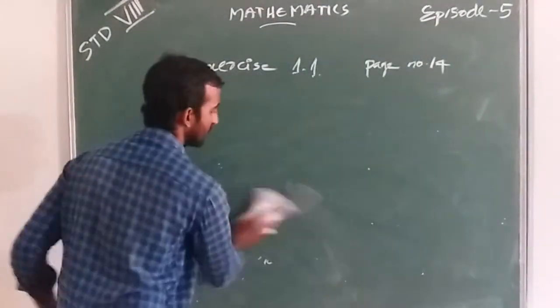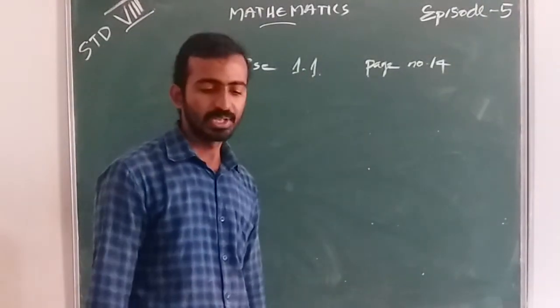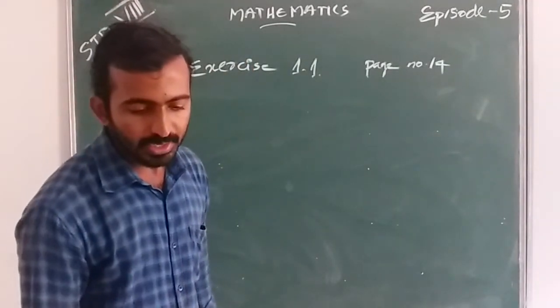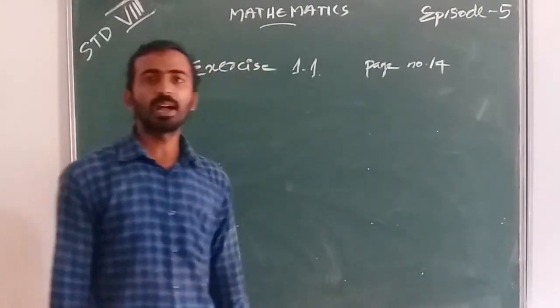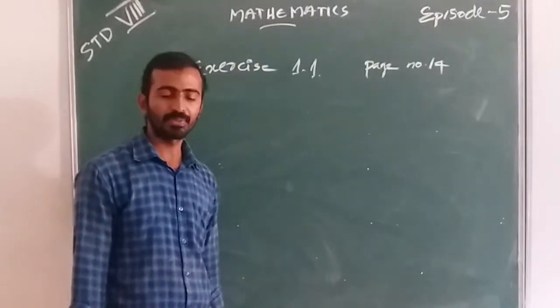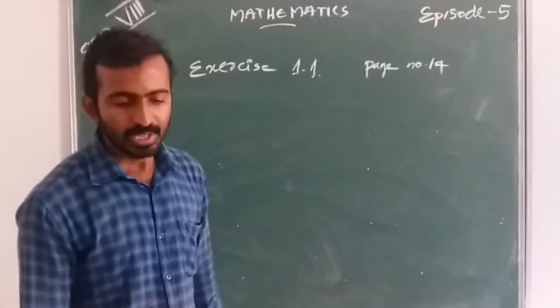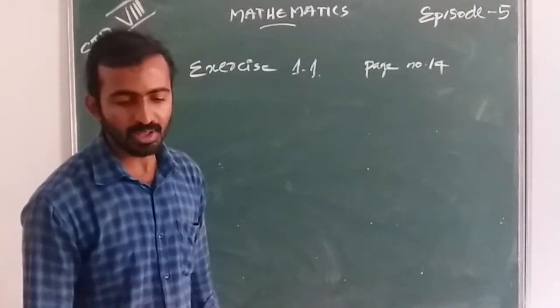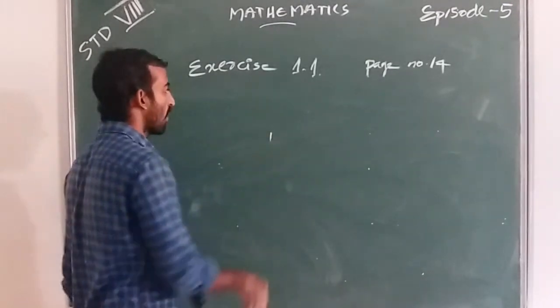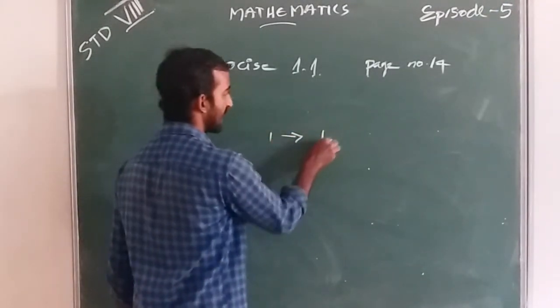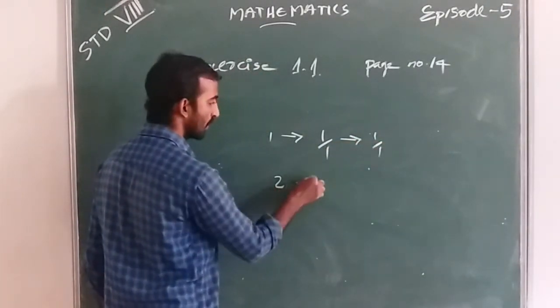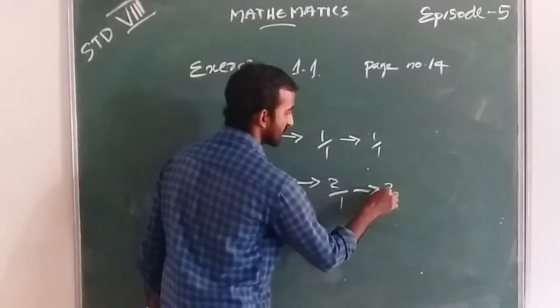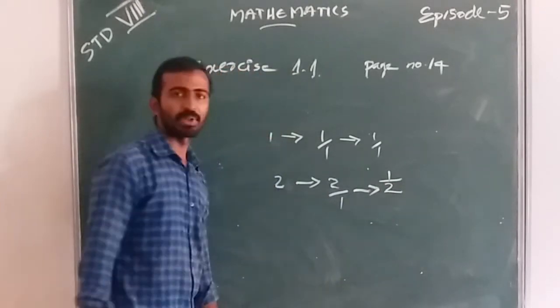10th question: write the rational number that does not have a reciprocal. The rational number that does not have a reciprocal. We take 1. This is a rational number and it has a reciprocal. 2 is a rational number. Its reciprocal is 2 upon 1 or 1 by 2.